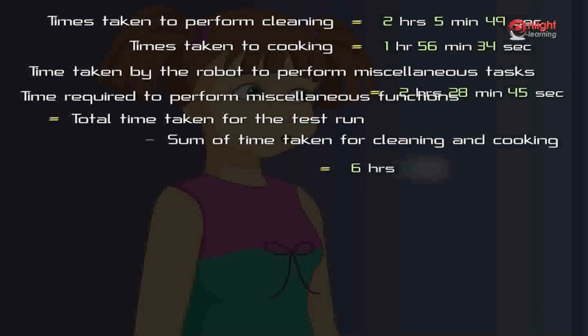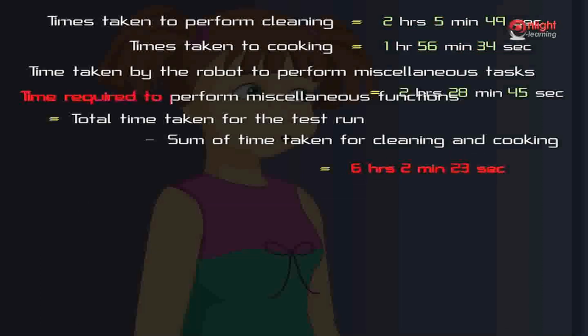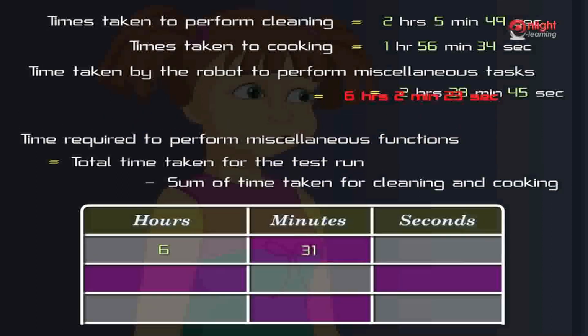The sum of times taken by the robot to perform cleaning and cooking is equal to the sum of 2 hours, 5 minutes, 49 seconds and 1 hour, 56 minutes, 34 seconds, which is equal to 4 hours, 2 minutes, 23 seconds. To get the time required for performing the miscellaneous tasks, the sum of the times taken to perform cleaning and cooking is subtracted from the total time taken for the test run. Hence, the difference between 6 hours 31 minutes 8 seconds and 4 hours 2 minutes 23 seconds is to be found.